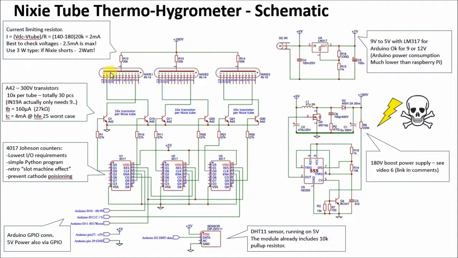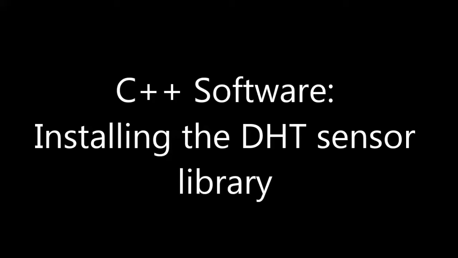The Nixie tubes all have a 20 k ohm current limiting resistor, which results in about 2 milliamps of current through the tubes. Please remember, 2.5 milliamps is the maximum current for these Nixie tubes. Then there's the DHT11 sensor. It's connected to 5 volt and to the Arduino D2 pin to get the data from the sensor.